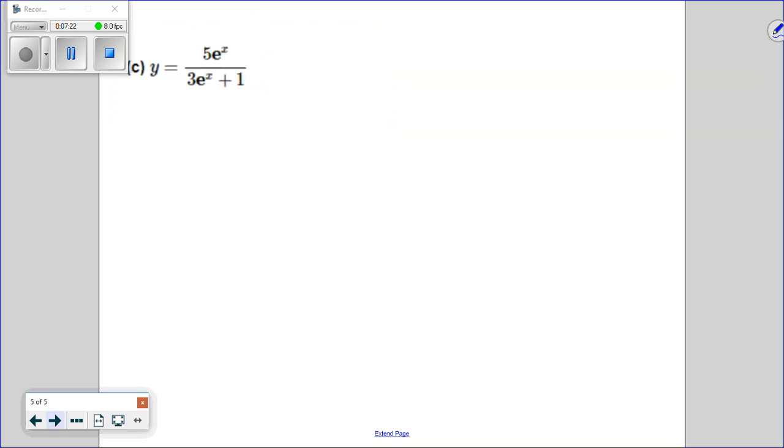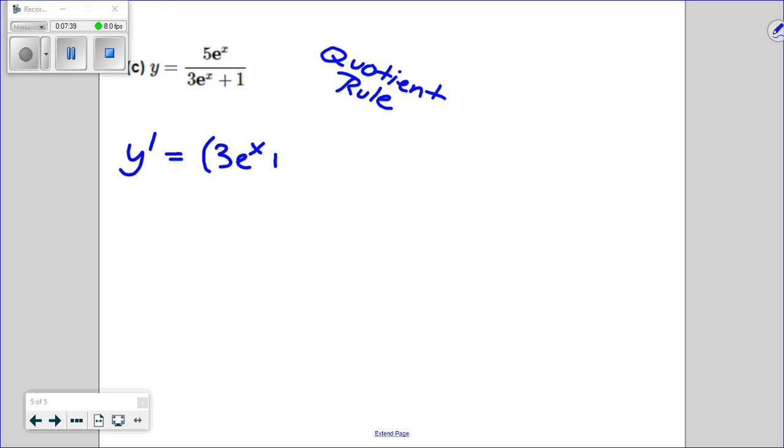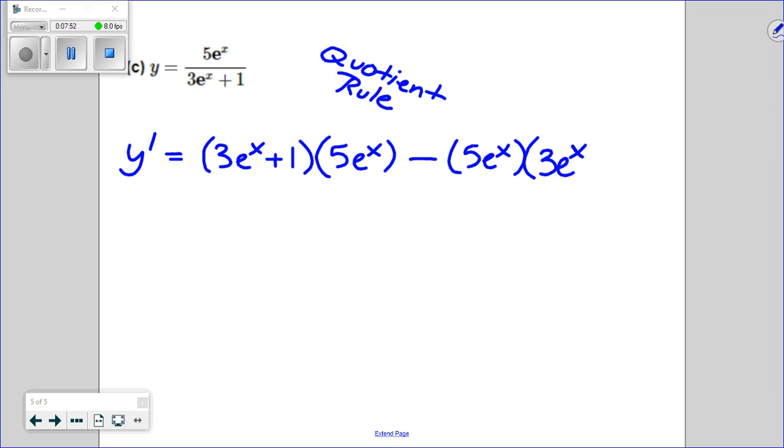All right, our last example. This time we're going to have to use quotient rule because we have a quotient. Okay, so y prime is going to equal, we're going to start with low d high. So that derivative is going to be 5e to the x, minus high d low. So that derivative is going to be 3e to the x plus 0, because the derivative of 1 is 0. Okay, all over low squared.